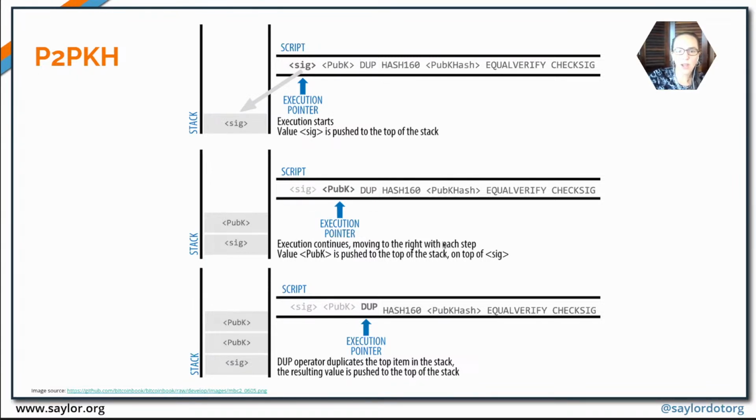So moving to the right with each step, the value pub key is pushed onto the top of the stack on top of signature. All right, then we get to this OP_DUP. The OP_DUP operator duplicates the top item in the stack, and the resulting value is pushed to the top of the stack. So we have pub key, because it pops off this first one, which was this pub key item, duplicates it, pushes that on. Now we have signature, pub key, pub key.